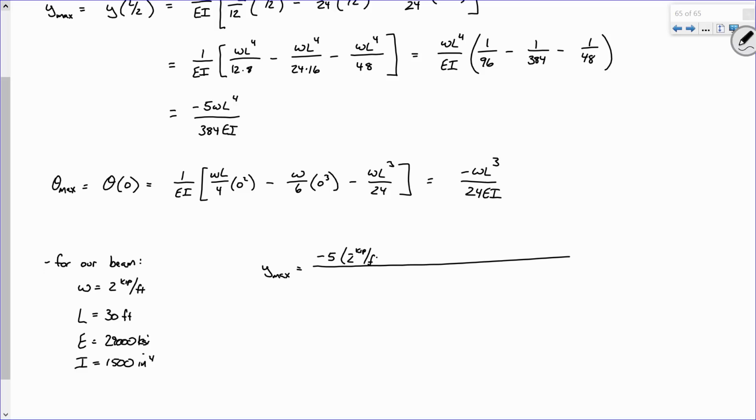Kips per foot times 30 feet over 384 times 29,000 KSI, 1,500 inches to the fourth. Does everybody see where I'm getting at? This formula, and just plug it in this data. Now, does anybody see a problem with that?